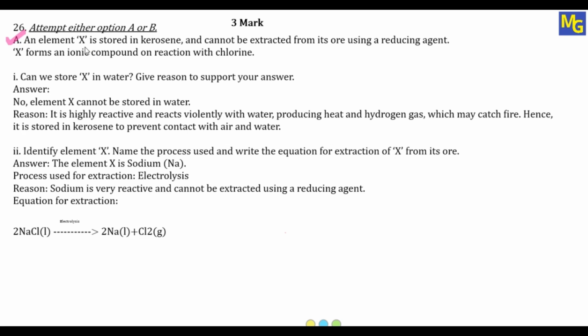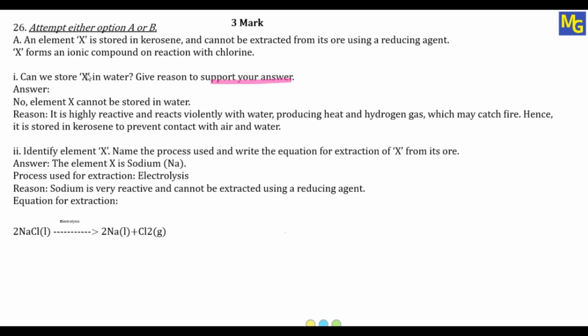An element X is stored in kerosene. So see here, there is the element X which is stored in kerosene and cannot be extracted from its ore using a reducing agent. X forms an ionic compound on reaction with chlorine. So this is the statement which is given, and based on this statement now we are going to have the questions. So here question number 1 is, can we store X in water? Give reason to support your answer.